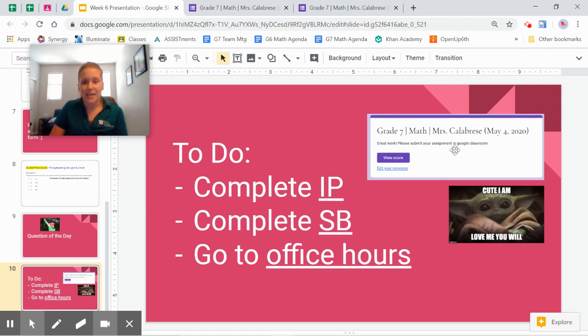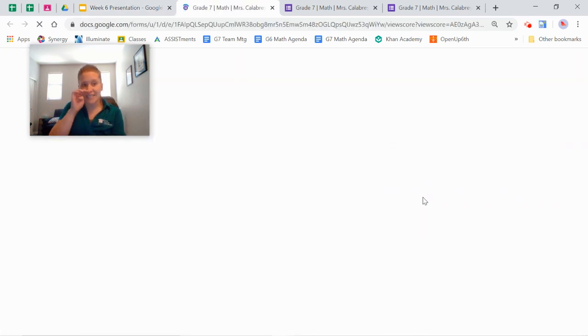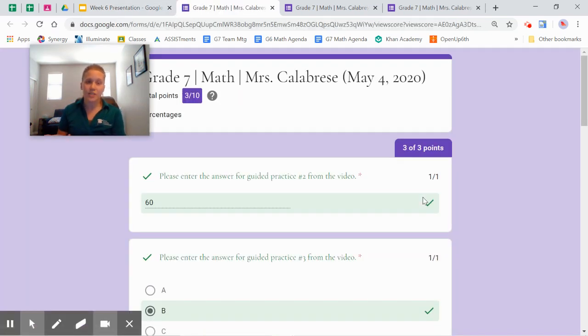Big reminder, or a big new thing I want to tell you about. Once you submit your Google form, you're going to see something like this. It says, great work, please submit your assignment in Google Classroom. And then there's this new button called View Score. If you click on View Score, you're going to see right away if you got your video questions correct or not.